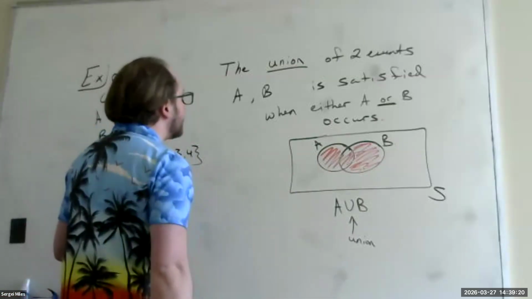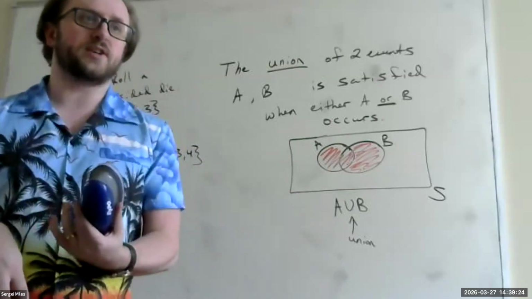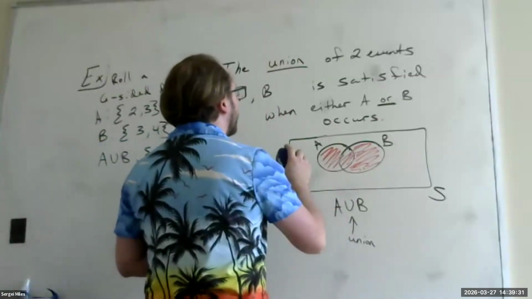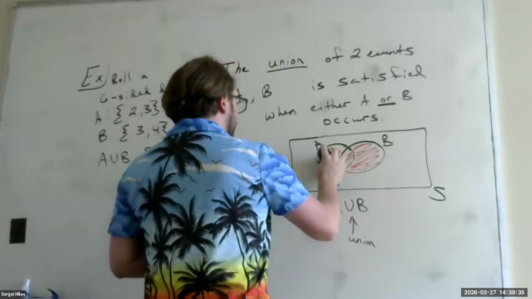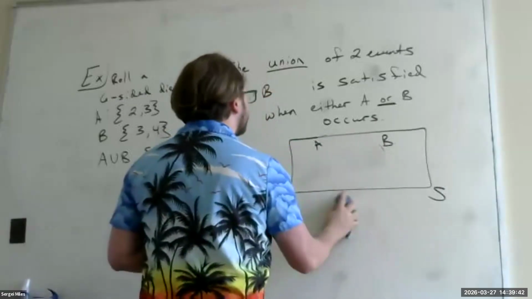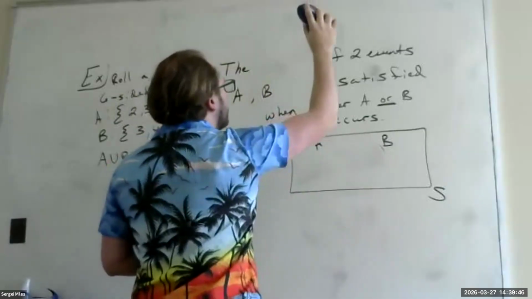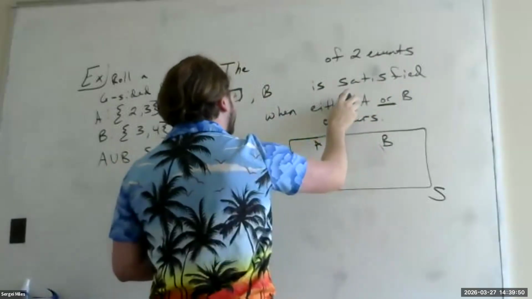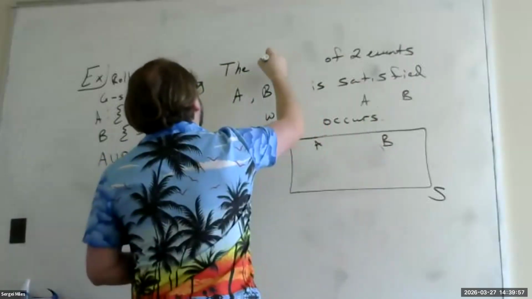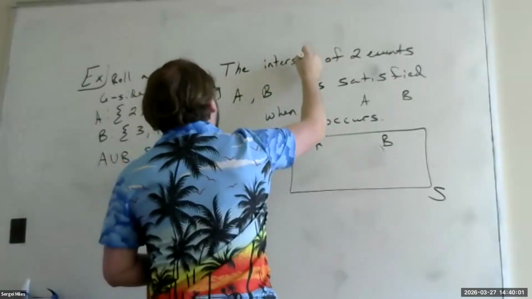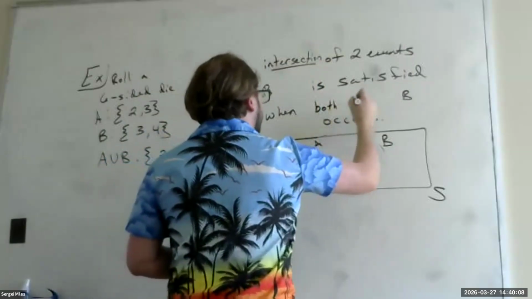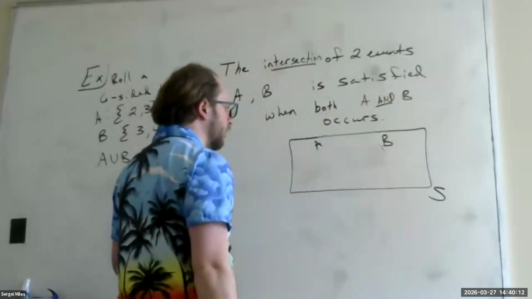Okay? Now, as we talk about an intersection, this is kind of the opposite situation where now I want both to occur at the same time. The intersection is associated with the word and. So let me just erase what I have here, and we'll see how this definition is modified. As we're talking about the intersection of two events A, B, the intersection is satisfied when instead of either, we're saying both. So the intersection of two events A, B is satisfied when both A and B occur.